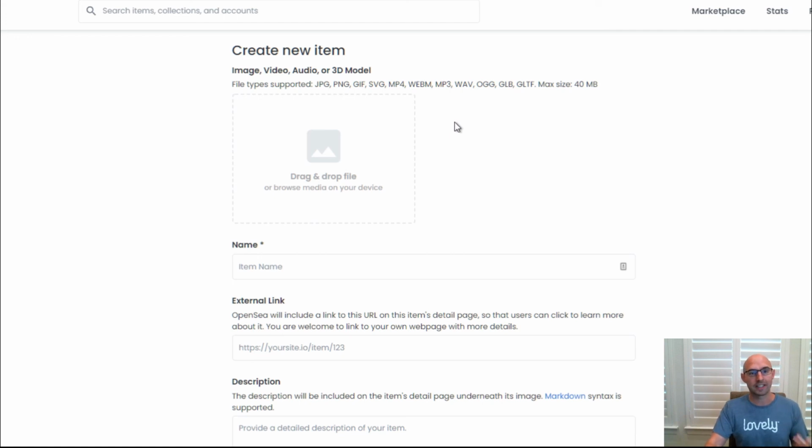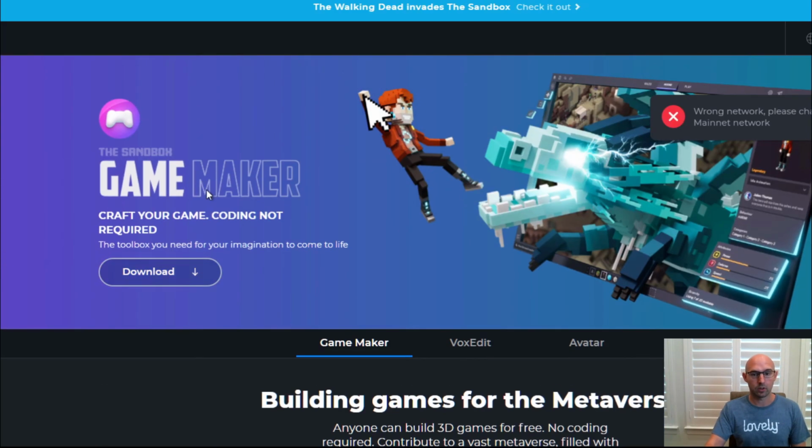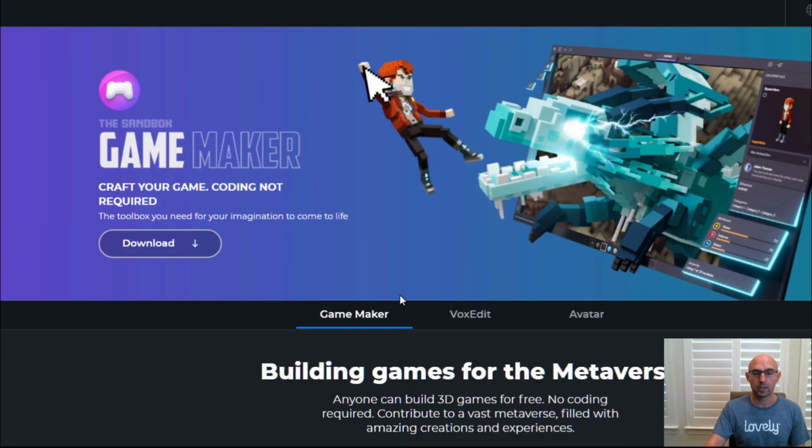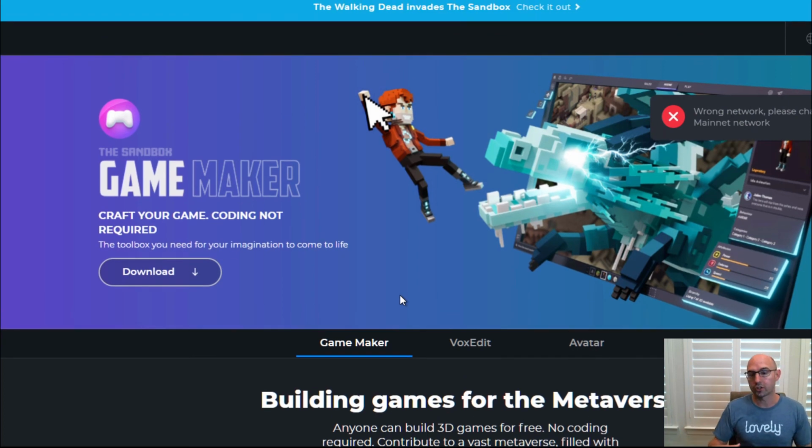So essentially taking voxel art, using free programs from Sandbox, which is right here. You can download it for free, Game Maker and VoxEdit. And then you can obviously have your free avatar generator. So the world is your oyster. There are so many opportunities with YouTube and free software to make money. So let's make some money.